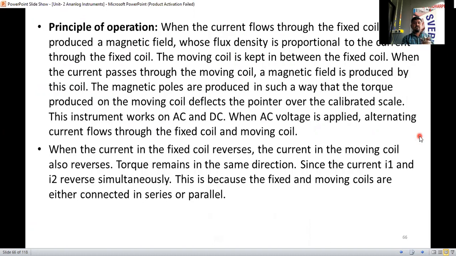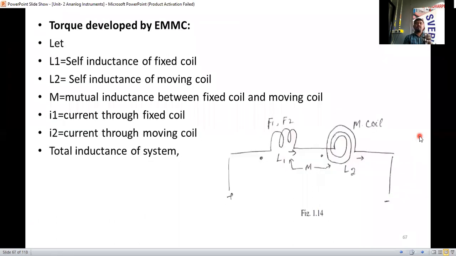Okay, then the construction and working principle is over now. Next, we will go for the torque equation of the EMMC instrument. From this instrument, we are going to find the torque developed here now, the torque equation of the torque developed by the electromagnetic moving coil.